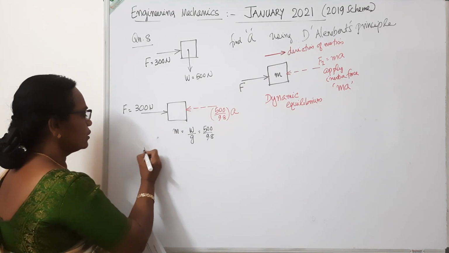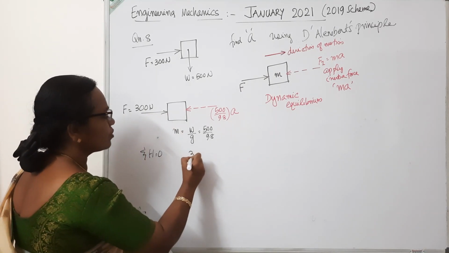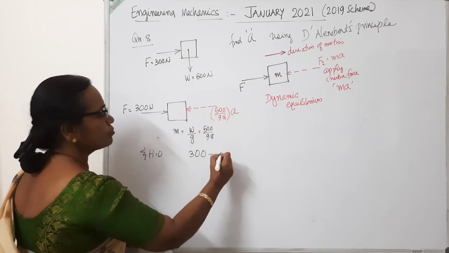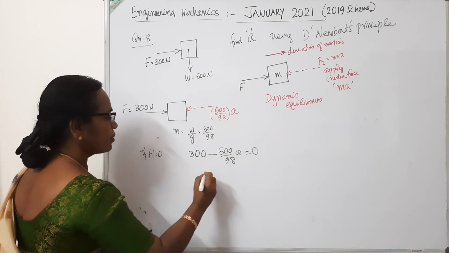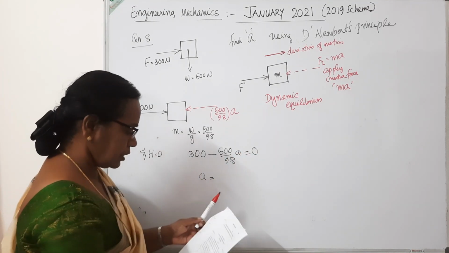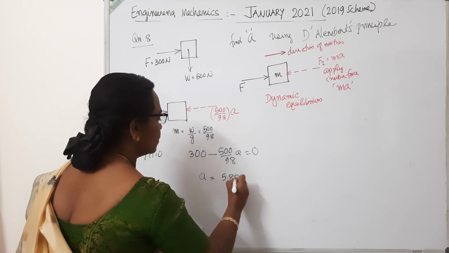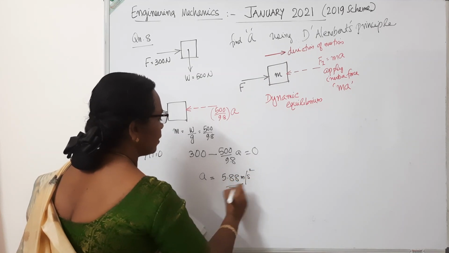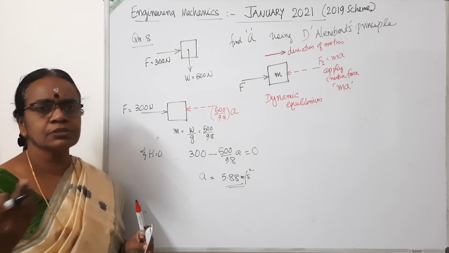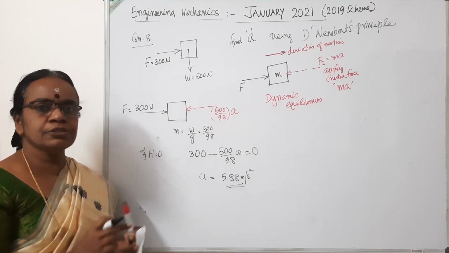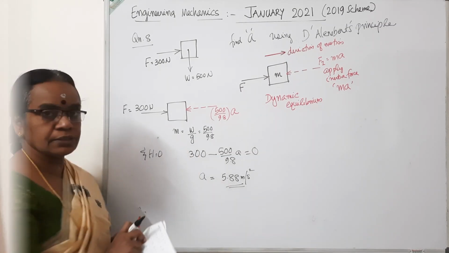Consider sigma H equal to 0. Sum of all the horizontal forces is equal to 0. 300 Newton towards right, so positive. This is towards left, so minus 500 by 9.8 A is equal to 0. From that we get the answer for A as 5.88 meter per second square. So this is the application of D'Alembert's principle. Together with all the external forces, apply an inertia force opposite to the direction of motion. The system will be in dynamic equilibrium. That is the law, and this is the application.